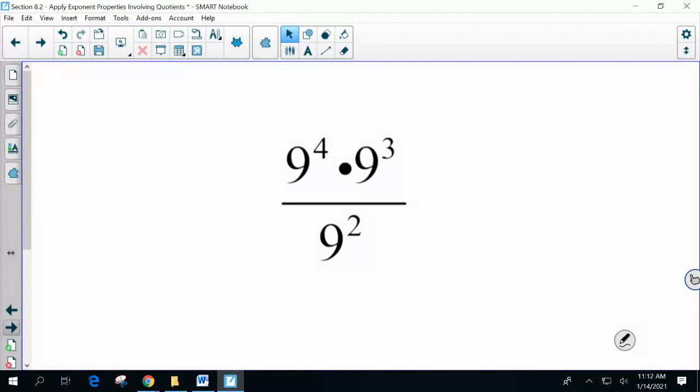Okay, so again, in this problem, we are going to combine multiple properties. In the numerator, I need to add. So I would get 9 to the 7th over 9 squared. And then I would subtract those to get 9 to the 5th.